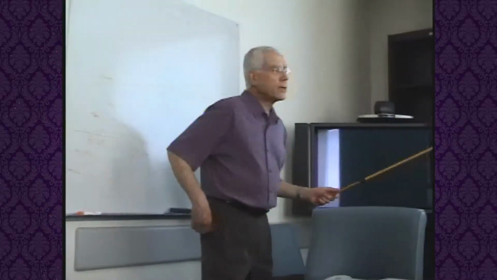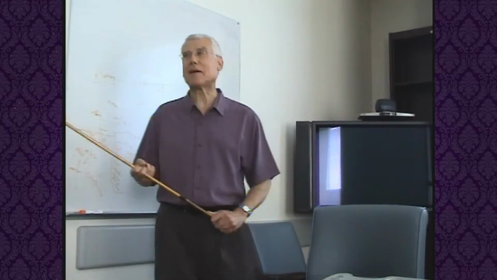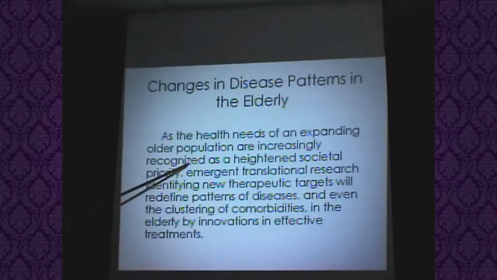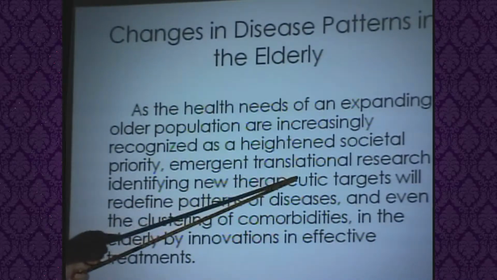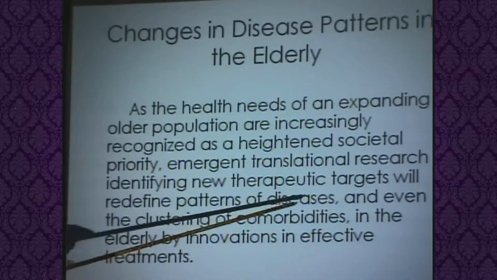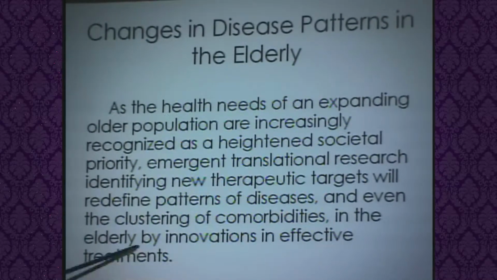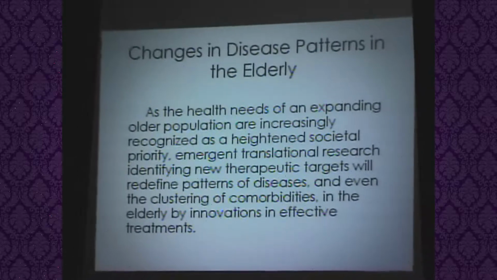So, realizing that there's an increasing number of older people with these very common problems, and that people like me are going to, as long as I survive, have to take care of them, this is the theme that I've tried to develop for this talk that refers back to this title. As the health needs of an expanding older population are increasingly recognized as a heightened societal priority, emergent translational research, I sound like I'm writing a grant, but the emergent translational research identifying new therapeutic targets will redefine patterns of diseases. And this is important, I think, for our purposes today, and even the clustering of multiple diseases in the elderly, by innovations in effective treatment. So putting that in English, these diseases are going to be redefined by what treatments become available for them.